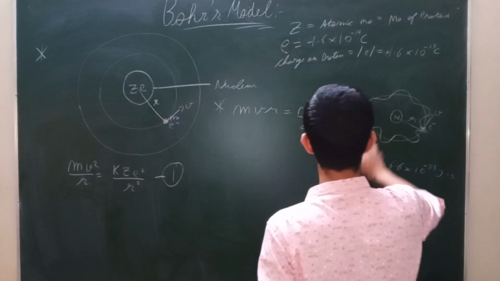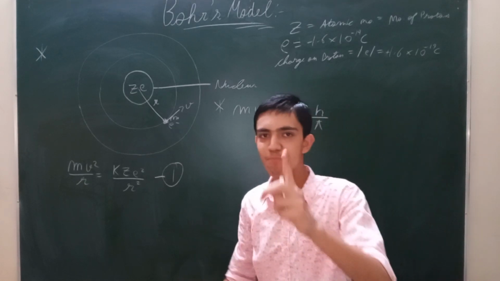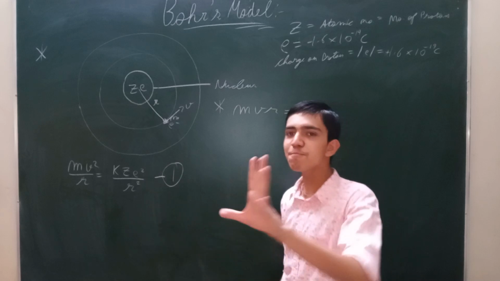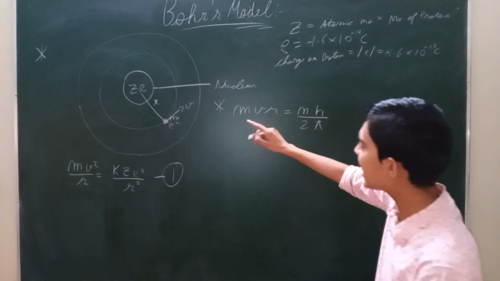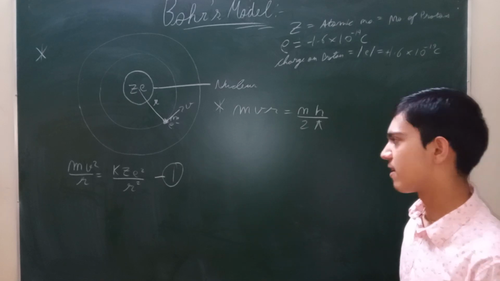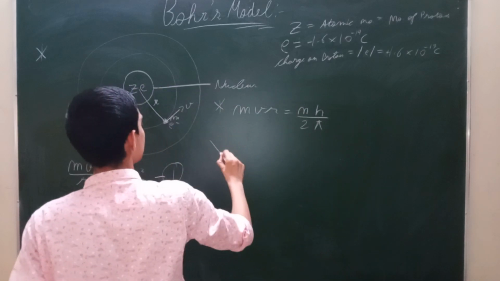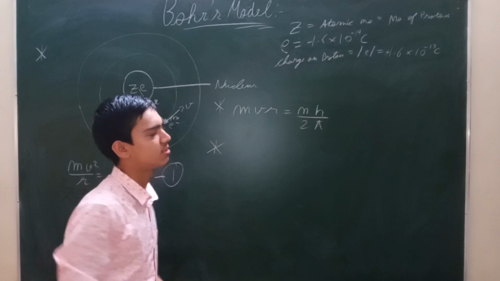Okay, fine. So this was Bohr's second postulate, which was proven by de Broglie. The first postulate of Bohr was explained by Bohr himself, but the second postulate was only explained by de Broglie. Okay, fine. So now I will tell you the third postulate, which was given by Niels Bohr.